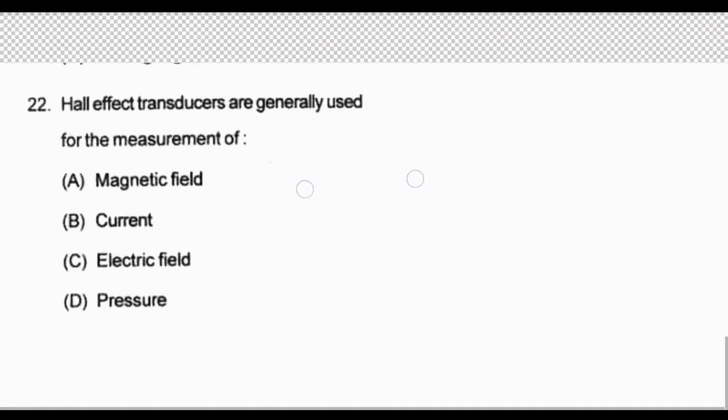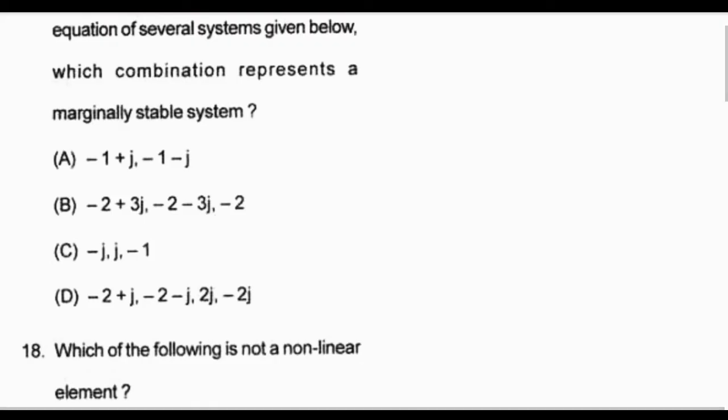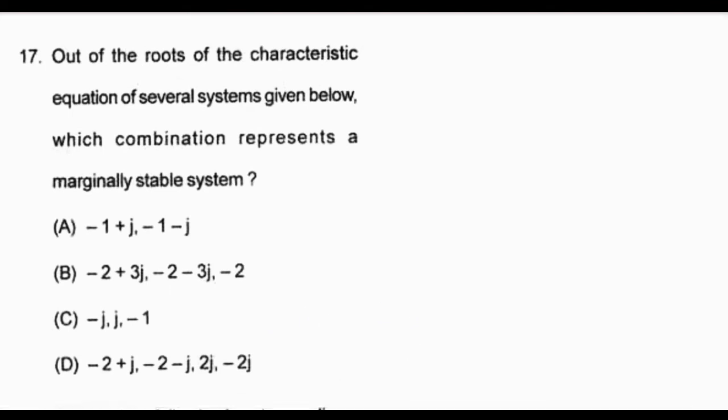So next, question number 17. Out of the roots of the characteristic equations of several systems given below, which combination represents marginally stable? For marginally stable, the roots are to be on the imaginary axis, or the j omega axis. In the first, this point is not on the j omega axis, and neither is this one. So this is stable, because minus 1 means it is all on the left side.